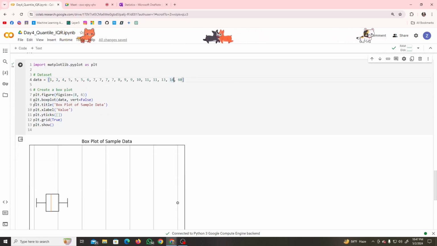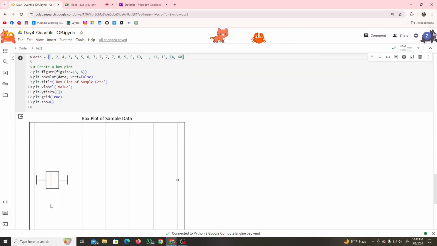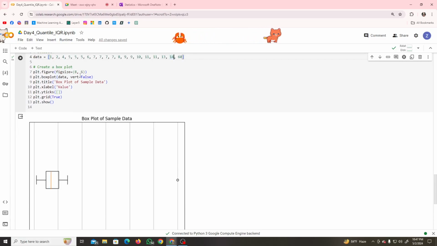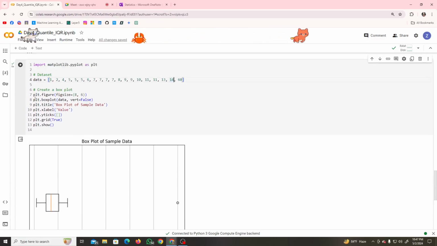So firstly, here is our data set. And to create the box plot, firstly we have to write plt.figure. The plt is the short form of pyplot. With plt.figure, you will get a box like this, writing this code. And to find the box plot, this is very easy.